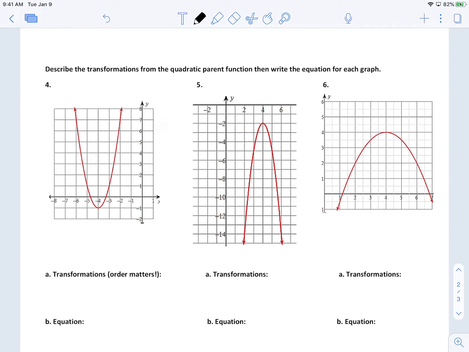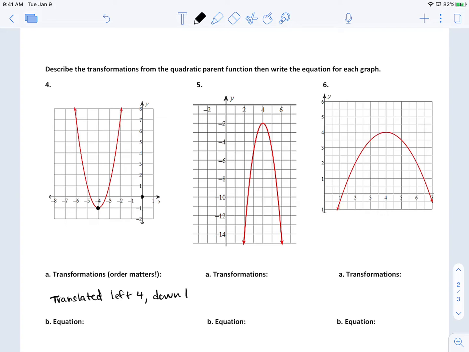So here, we're given 3 graphs. We're going to describe what's happening and then write an equation. So remember, from 0, 0, how are we getting to our vertex? Well, from here, I'm going over 1, 2, 3, 4 to the left, so translated left 4. This point came down 1, so it's also translated down 1. And I said order matters. You always do reflections and dilations first.